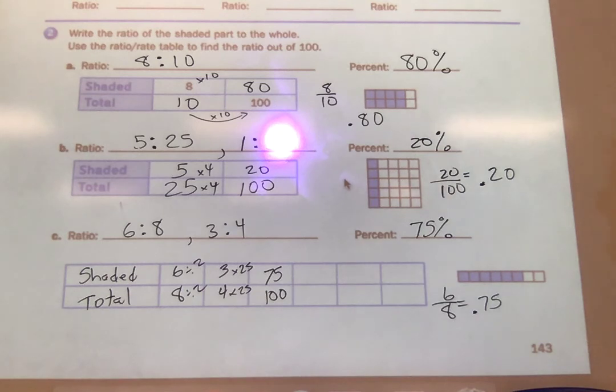So a lot of ways to think about these the last few days with percents, and another way to think of them as part to total ratios. Okay, so another thing to help you figure out percent problems.